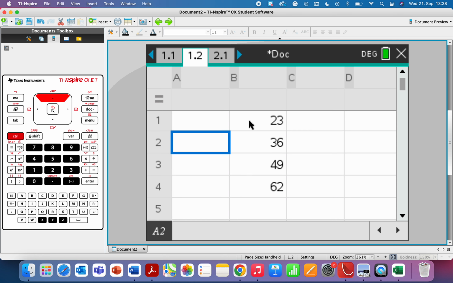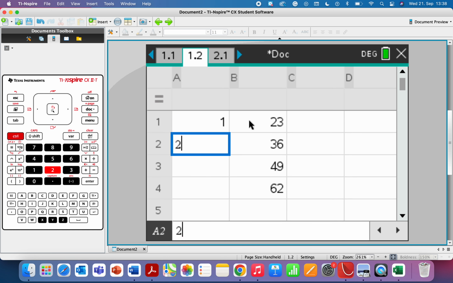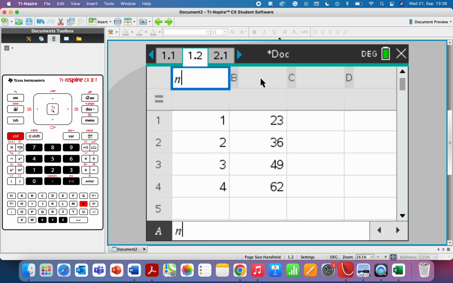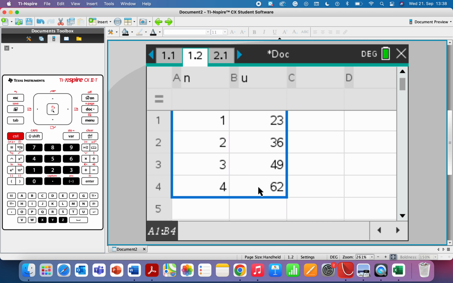The numbers are 23, 36, 49, and 62. But we want an x variable, 1, 2, 3, 4, okay? So these are the n numbers, and these are the u numbers. Then I'm going to plot this on a graph and let the calculator fit the straight line through it. Now you can pretty much easily guess the equation. If this goes up by 13, then 13 times n would be the rule. 13 times 1 is 13, then plus 10.